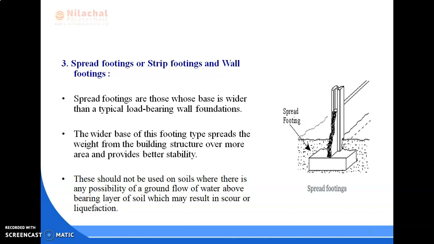The third one is the spread footing or strip footing and wall footing. Spread footings are those whose base is wider than a typical load-bearing wall foundation. The wider base of this footing type spreads the weight from the building structure over more area and provides better stability. These should not be used on soils where there is any possibility of ground flow of water above the bearing layer of soil, which may result in scour, or where there are chances of liquefaction. This figure shows a type of spread footing.